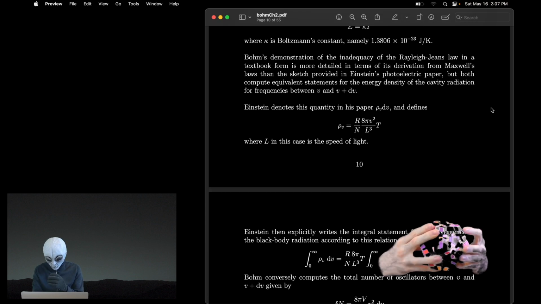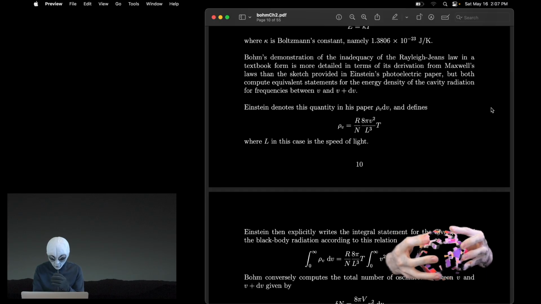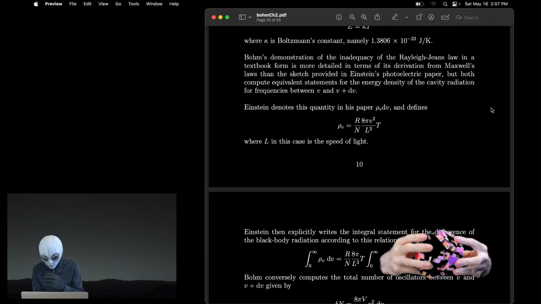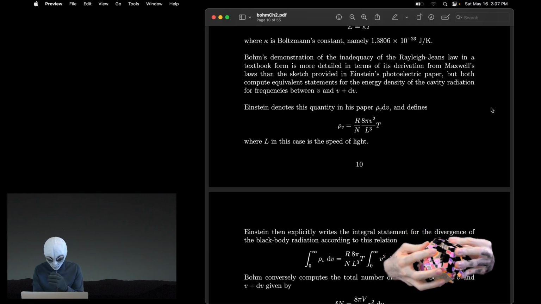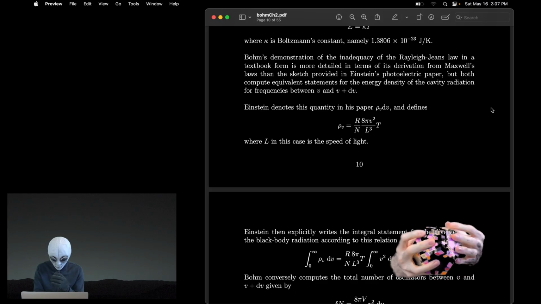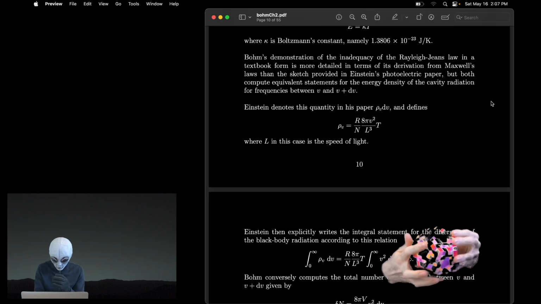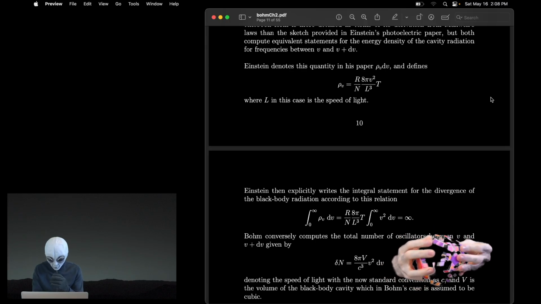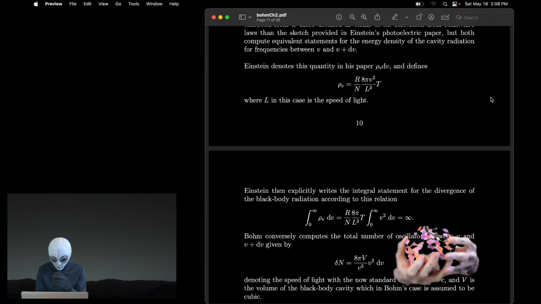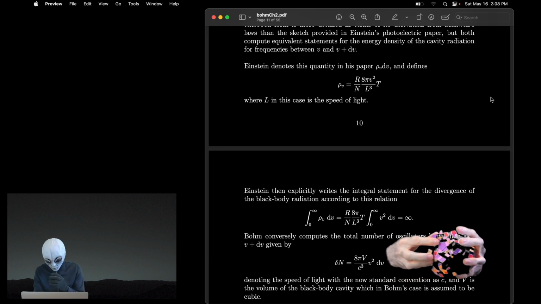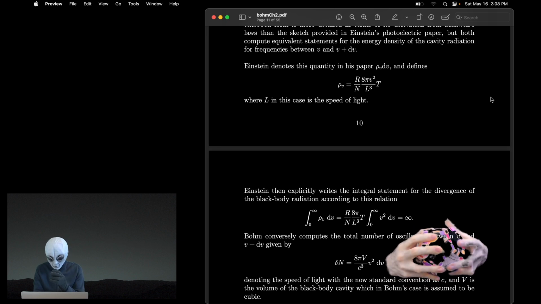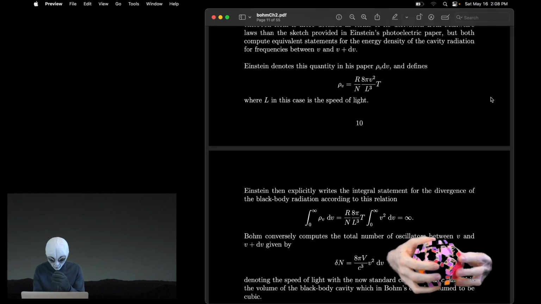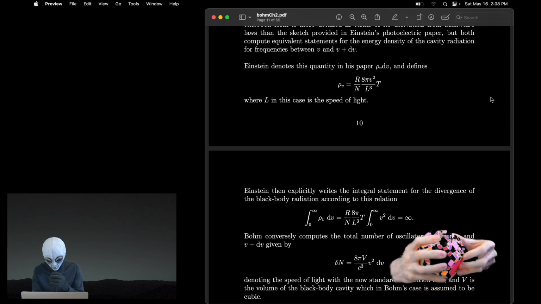Bohm's demonstration of the inadequacy of the Rayleigh-Jeans law in a textbook form is more detailed in terms of its derivation from Maxwell's laws than the sketch provided in Einstein's photoelectric paper, but both compute equivalent statements for the energy density of the cavity radiation for frequencies between v and v plus dv. Einstein denotes this quantity in his paper rho sub v dv and defines rho sub v as equal to a fraction with the numerator of capital R over a denominator of capital N, then times a fraction with the numerator of 8 pi v squared over a denominator of capital L cubed, all times capital T, where capital L in this case is the speed of light.